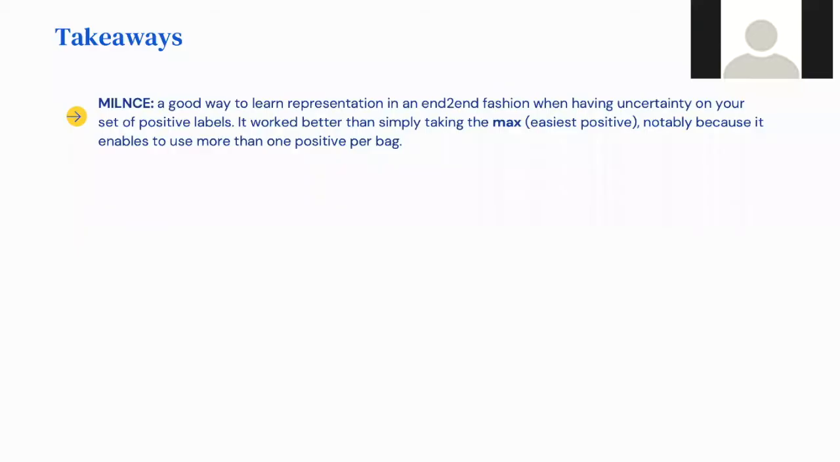So I'll just highlight some key takeaways. First, we've introduced this MIL-NCE loss, which I think is a really good way to learn representations in an end-to-end fashion when having uncertainty on your set of positive labels. This was not really explored or done before in the case of self-supervised learning. In the paper, we compared, of course, with different alternatives, for example, taking the easiest positive by taking the max in the loss, but we observed that this formulation worked the best.